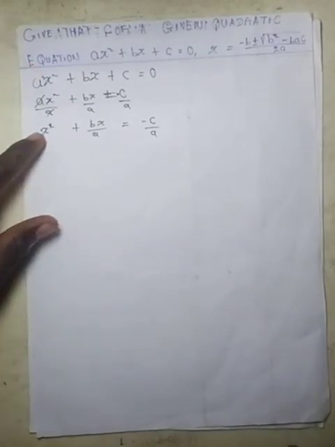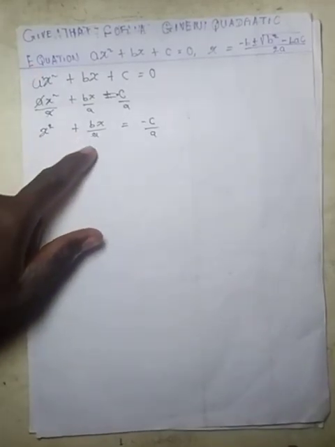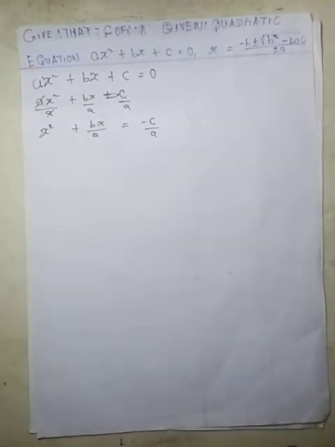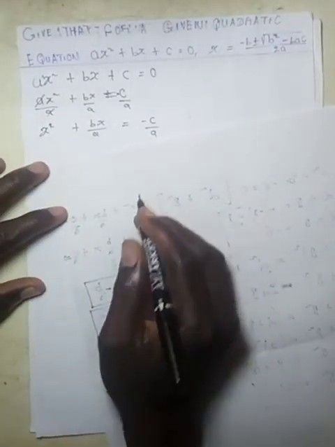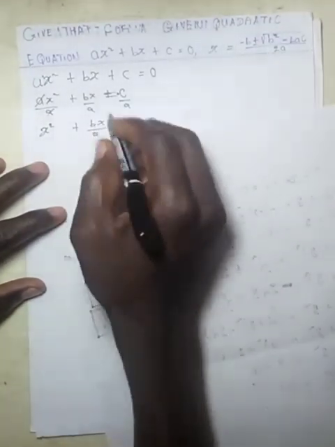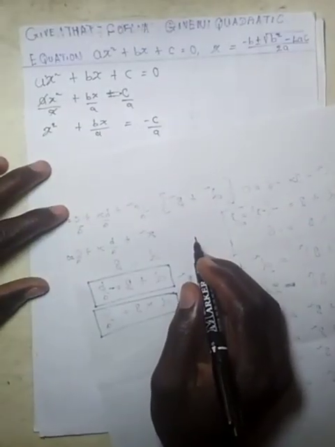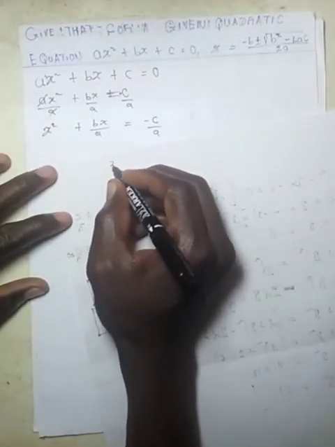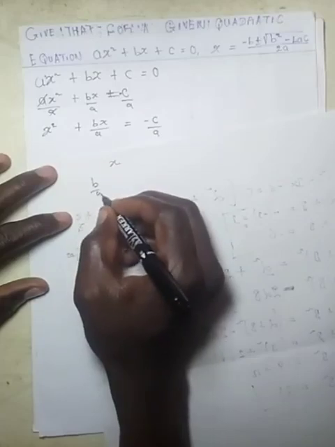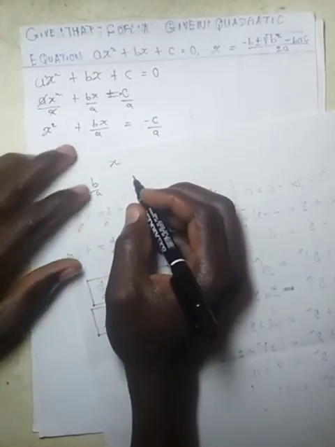Now, what's the next thing to do? We are now left with x squared plus bx over a equal to minus c over a. Now, this side gives us a form of quadratic expression. I want to make it a perfect square. We want to factorize this. So what do we do? We will add half of the coefficient of x, that is b over a, to it to make it a perfect square.